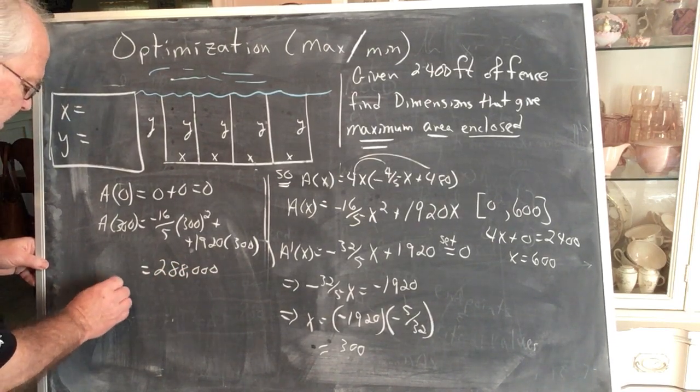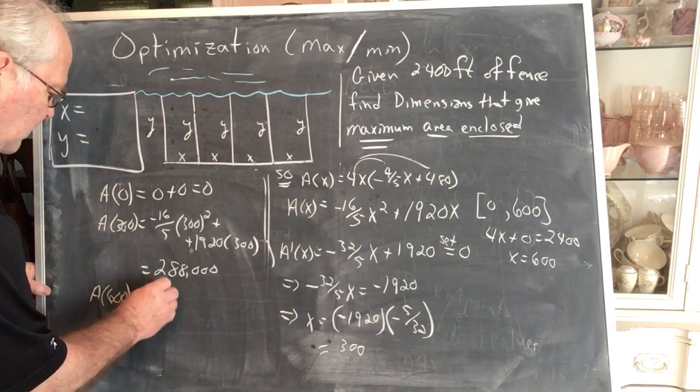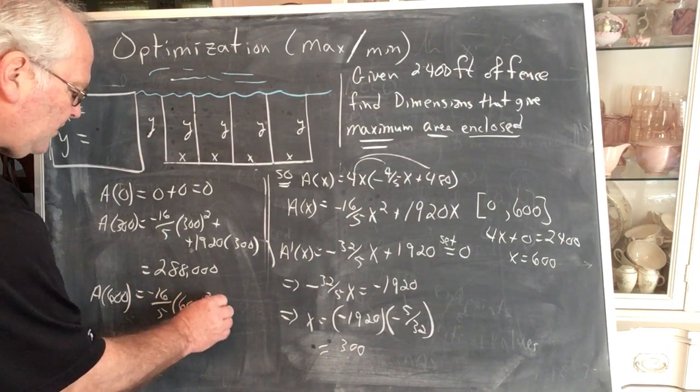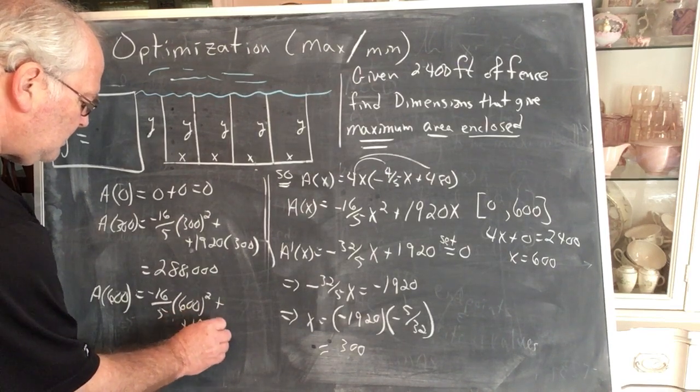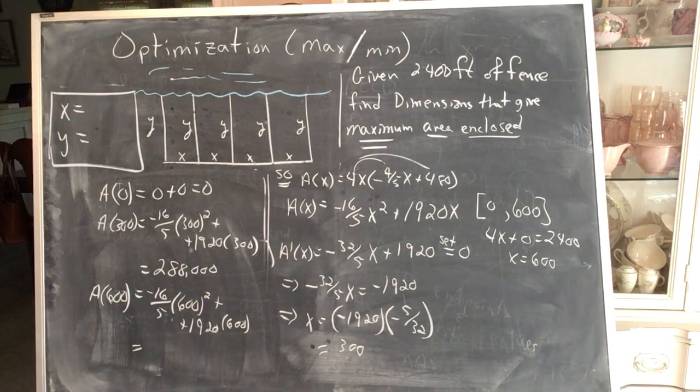And then the last is area of 600. And that's negative 16 over 5 times 600 squared plus 1920 times 600. And if you work that out on your calculator, that actually works out to be 0 again. And so you choose the largest. The largest is here. All right? The largest is here.